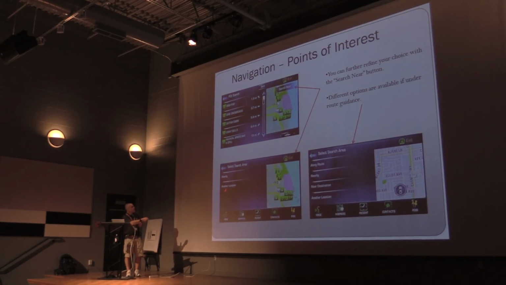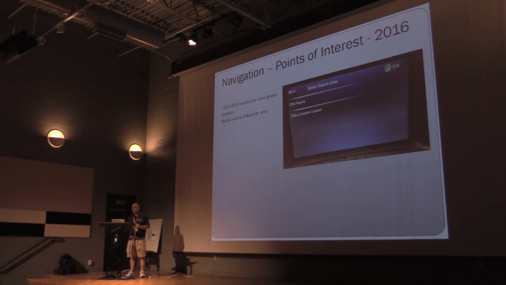In fact, if you select another location, you can put in any zip code in the 50 states, and you can search for seafood restaurants in Hawaii. You just tell it that you want to go to zip code 96815. So keep that in mind in case you're ever going to Hawaii for seafood in your Corvette.